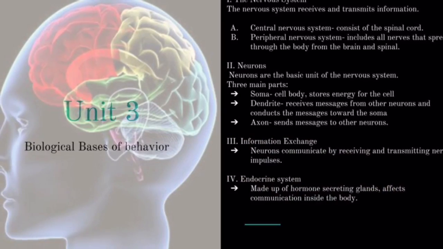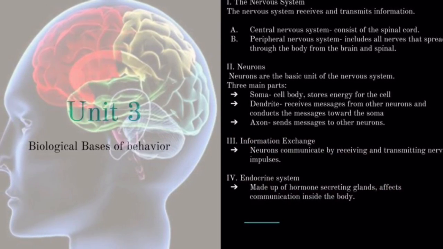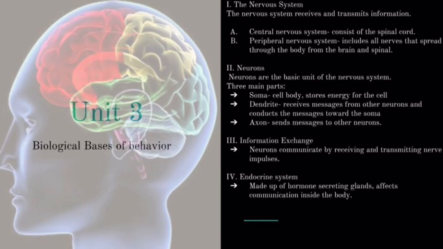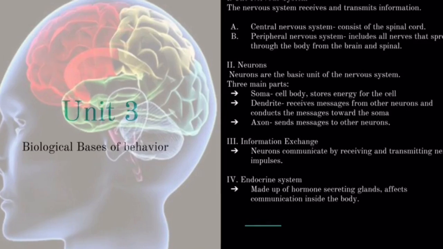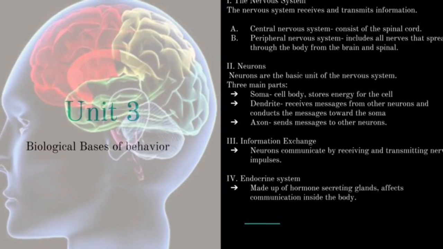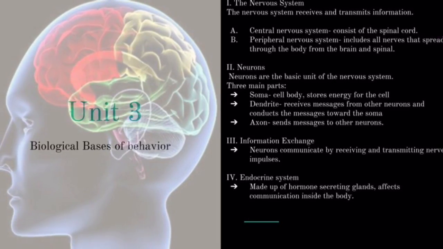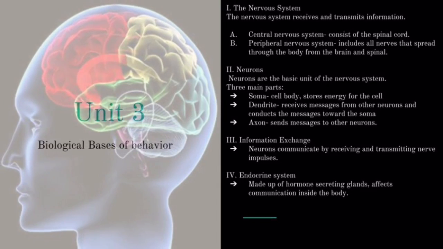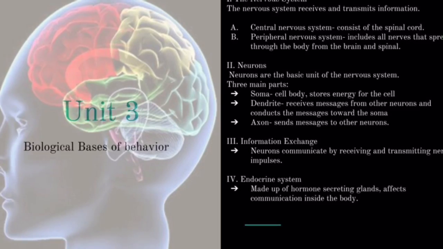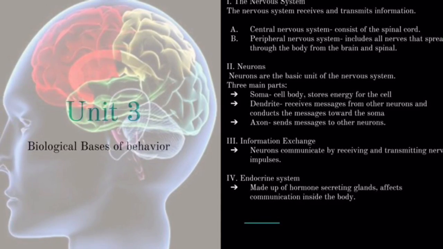Unit 3, Biological Basis of Behavior. The nervous system receives and transmits information. There are two types of nervous systems: central and peripheral. Neurons are the basic unit of the nervous system. There are three main parts: soma, dendrite, and axon. Information exchange is neurons communicating by receiving and transmitting nerve impulses. The endocrine system is made up of hormone-secreting glands and affects communication inside the body.